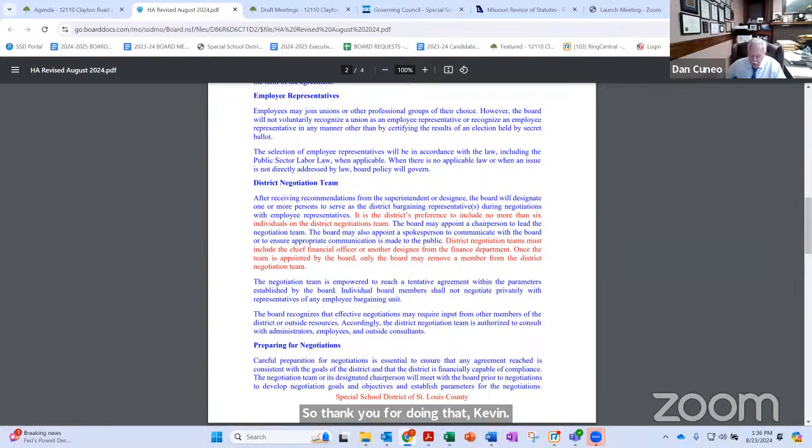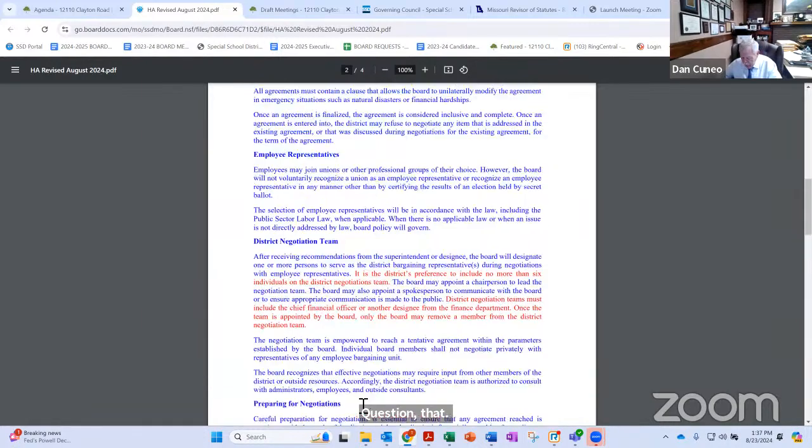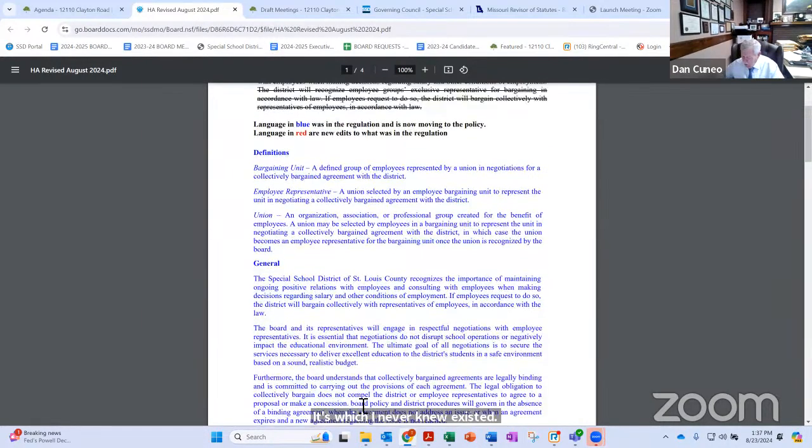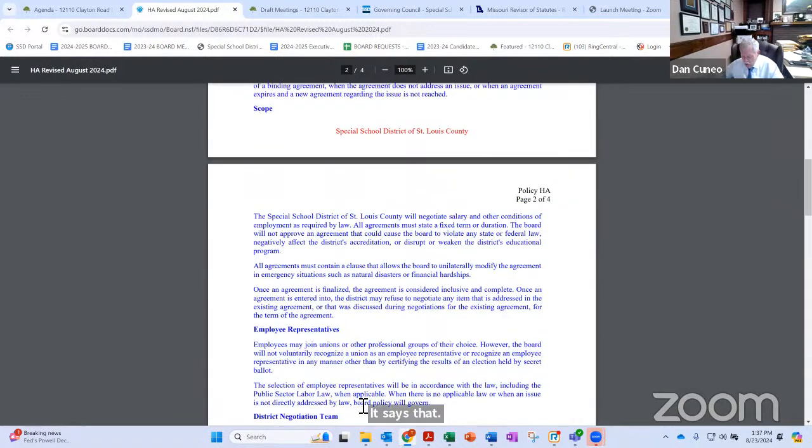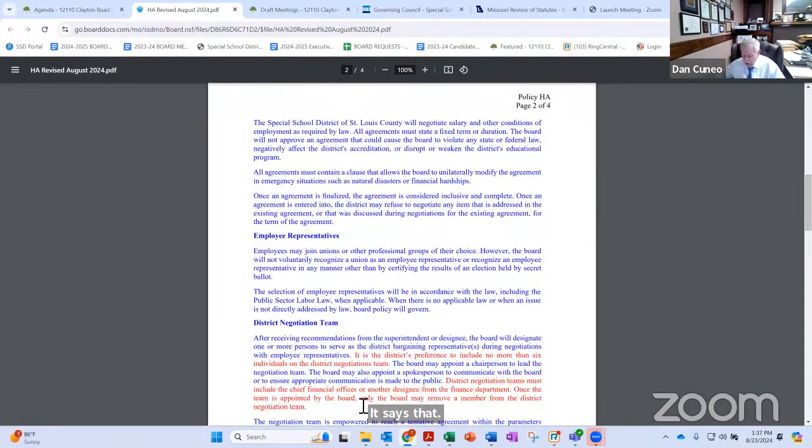I have one question on it, which I never knew existed. It says on page 2, all agreements must contain a clause that allows the board to unilaterally modify the contract in emergency situations such as natural disasters or financial hardships. Did we ever define financial hardship?